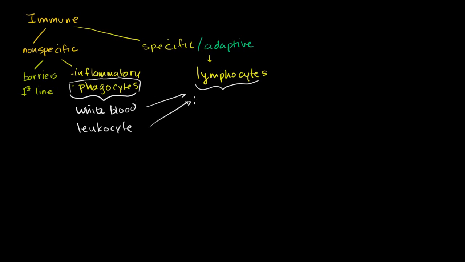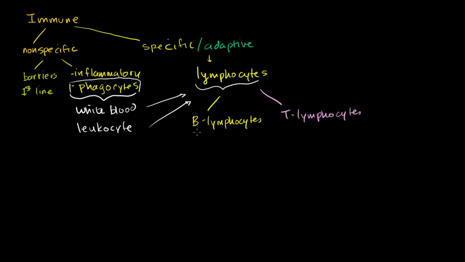Now, lymphocytes can be divided into B lymphocytes, usually referred to as B cells, and T lymphocytes. And you say, wait, where do those words B and T come from? The B and T just come from where they're developed.